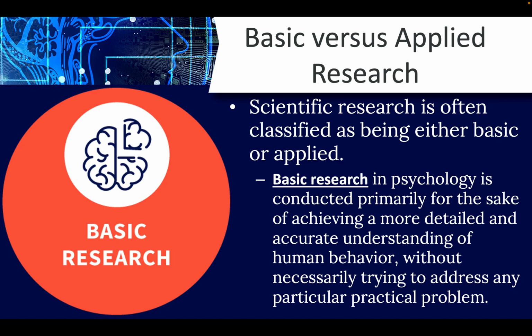Scientific research is often classified as being either basic or applied. Basic research in psychology is conducted primarily for the sake of achieving a more detailed and accurate understanding of human behavior without necessarily trying to address any particular practical problem. And when you start reading research, you'll realize that we do a lot of research with rats and pigeons and mice and a lot of strange things. That's mostly basic research. We're just trying to find out how these creatures react, and we can possibly interpolate how humans might react to the same situation. That's basic research.